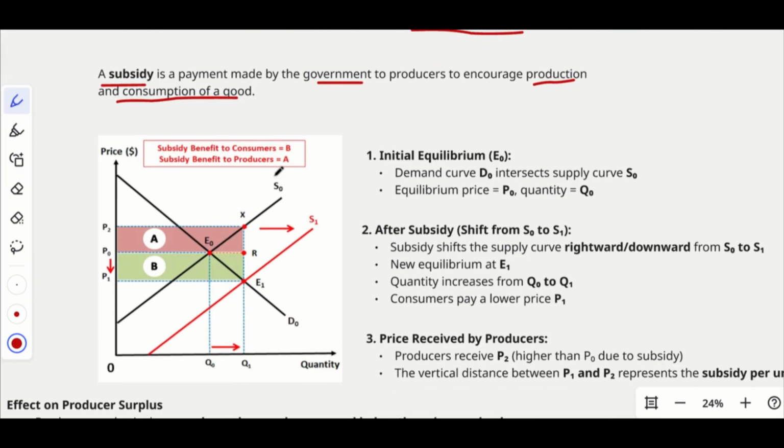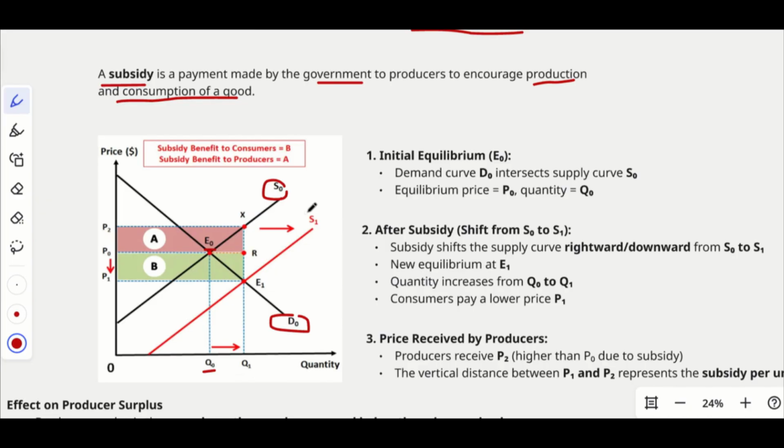As you can see here, S0 is our initial supply curve and D0 is our initial demand curve. We have the initial equilibrium at E0, the price at the initial equilibrium is P0 and the quantity at the initial equilibrium is Q0. Now the curve is shifted due to the subsidy. So basically, what happens when the subsidy is given?